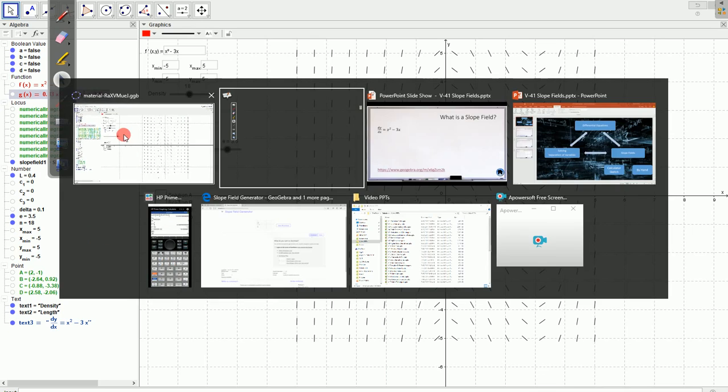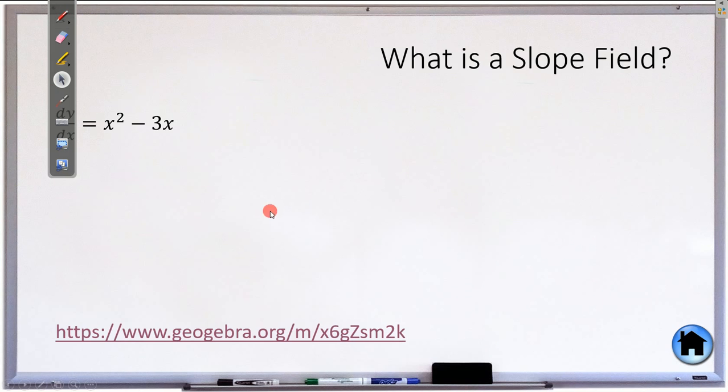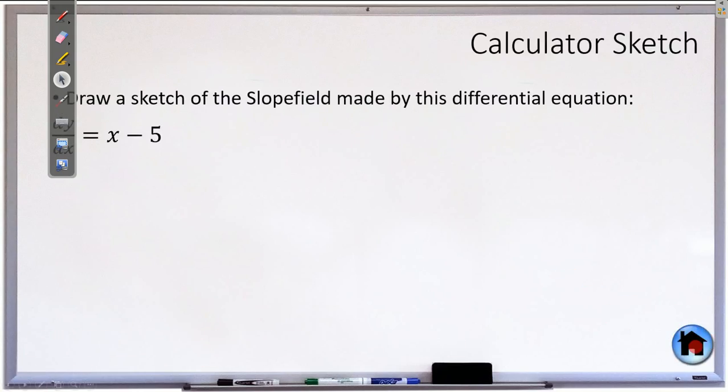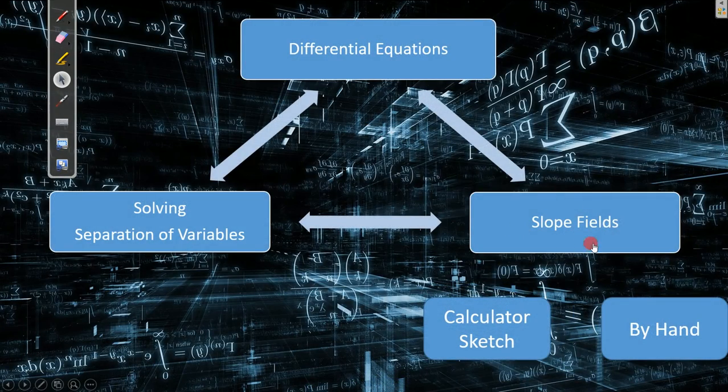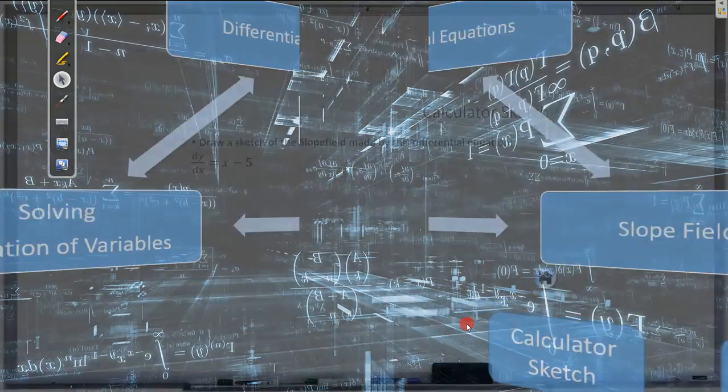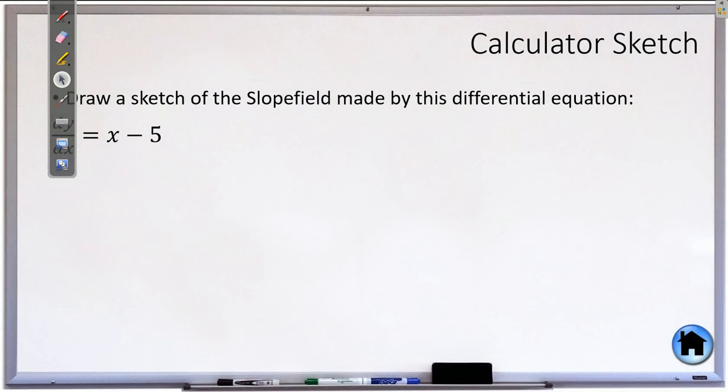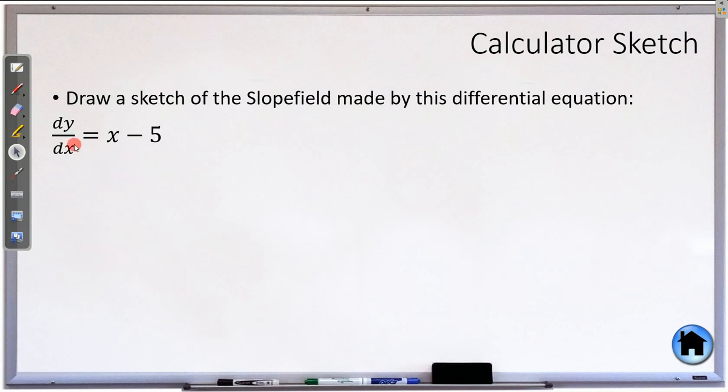All right. So now that we have a visual of a slope field, what can we do with it? Well, you can either try to draw a sketch with your calculator, or sometimes there are a few things you can do by hand. Let's start with sketching it with a calculator. So here is a nice, easy differential equation. Let's draw a slope field with the aid of our calculator.